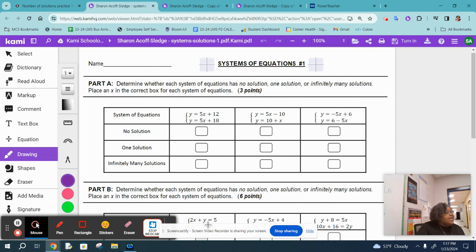Okay, so let's look at this one. Okay, everyone. Let's be courteous. We're on number 1. So on one side it says number 1, and on the other side it says systems of equations number 2. You need to put your name on both sides, but especially put it on side 2 because that's the side I'm grading.